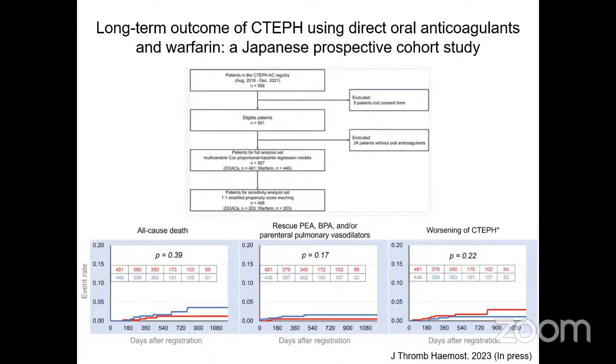This slide shows the long-term outcome of CTEPH from a Japanese prospective cohort. This study compared warfarin with drugs, and both groups had an excellent prognosis, with a 3-year survival rate of over 95%. Of course, no one needed a lung transplantation. CTEPH is no longer a disease that requires a lung transplantation.